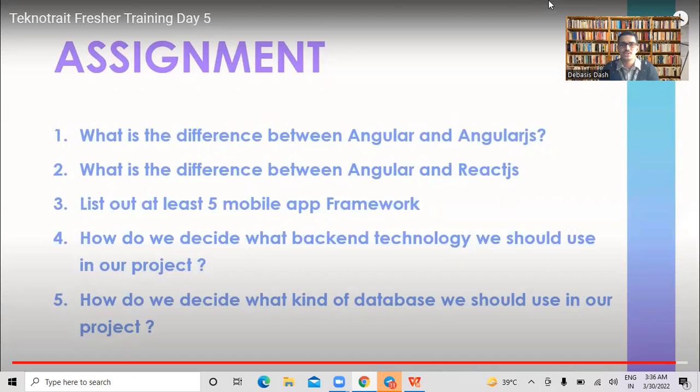Then the fourth question is, how do we decide what backend technology we should use in our project? So while deciding which backend technology we should use in our project, we should take 3 important points into consideration. Those are problem domain, characteristics of language, and technical expertise.